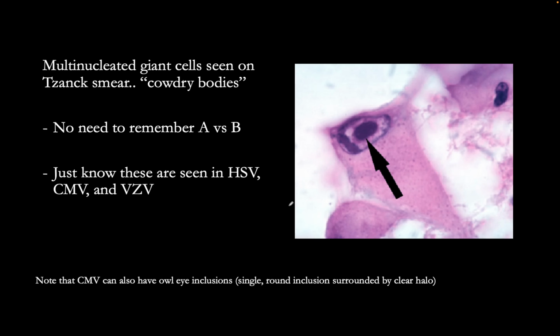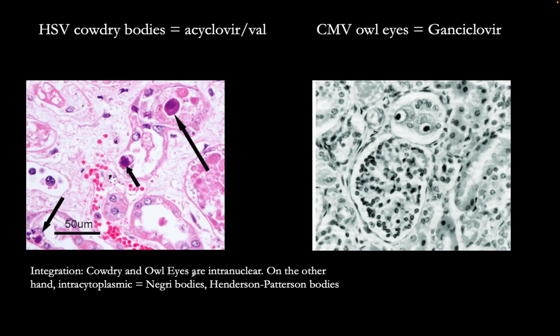And so this is what I was talking about earlier, how we're going to recognize herpes. They're going to have these multinucleated giant cells, and these are called Cowdry bodies. So they show up mostly in herpes, and they can also be seen in CMV, but CMV also has these owl eye inclusions. And so this is really a comparison. If you imagine what an owl looks like. Another integration is that these are both intranuclear. And so if we had some intracytoplasmic, that's when we start talking about some of the other inclusion bodies.